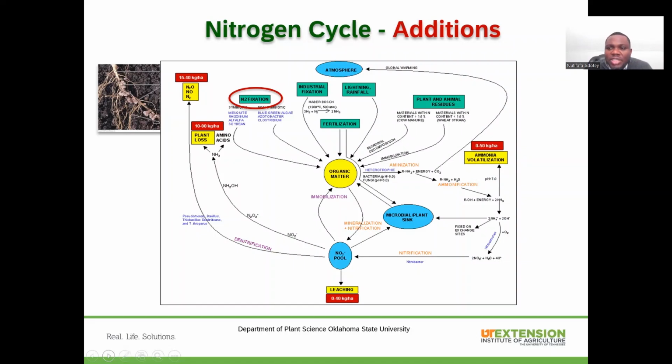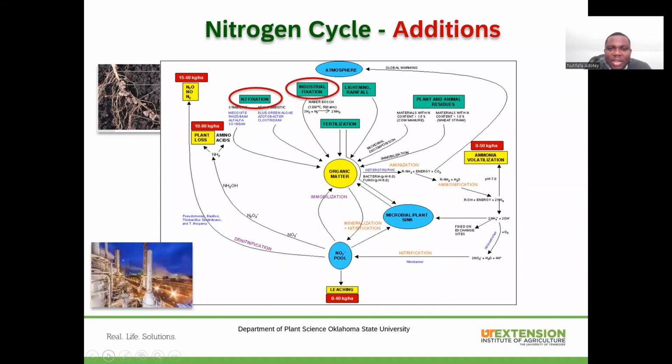So you have an association between rhizobium and legume, a symbiotic association where the legume hosts the rhizobium and the rhizobium aids in fixing that nitrogen. Nitrogen can also be obtained through industrial fixation, using the Haber-Bosch process, and I will explain that in subsequent slides, where dinitrogen is taken from the atmosphere and, under high temperature, pressure, and a catalyst, is converted to ammonia. So that is one way nitrogen can get into the system.